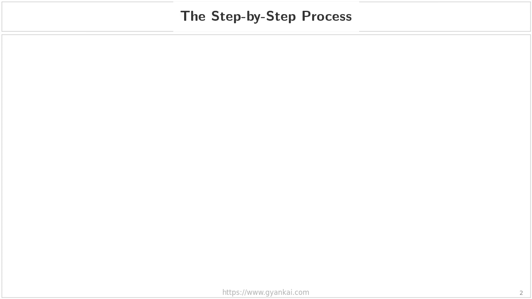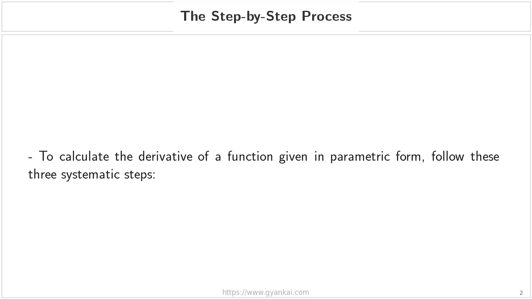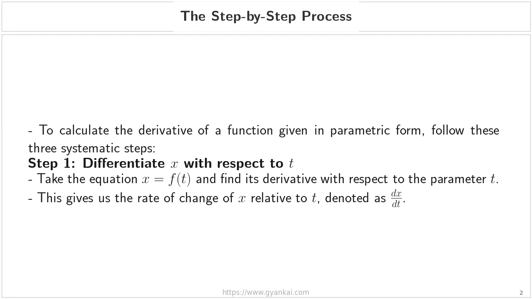The step-by-step process. Now that we have established the theoretical foundation in the previous slide, let us move on to the practical application. To calculate the derivative of a function given in parametric form, you should follow these three systematic steps. First, we begin with step 1. Differentiate x with respect to t.